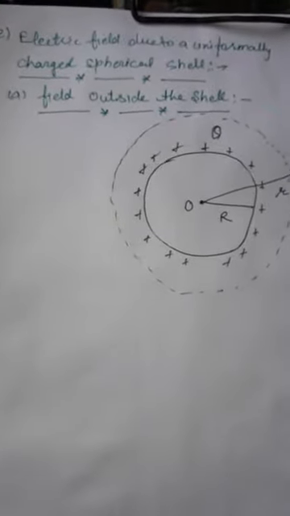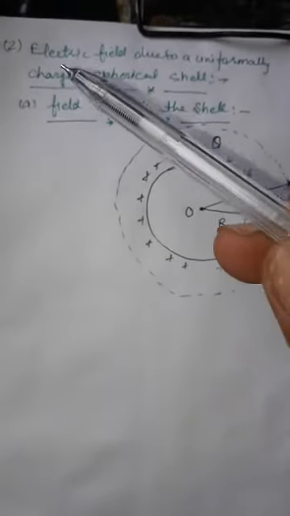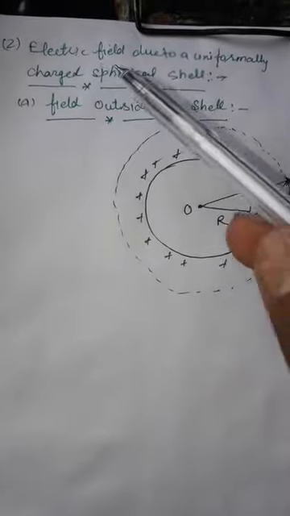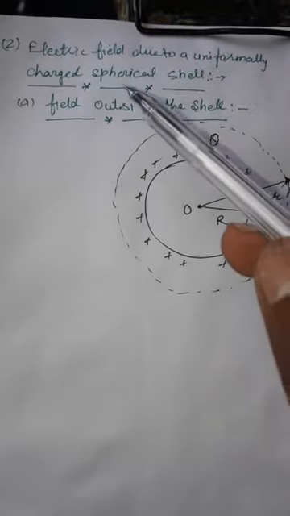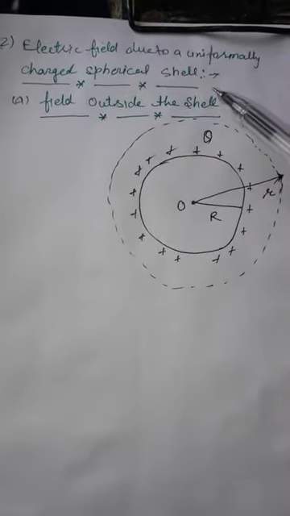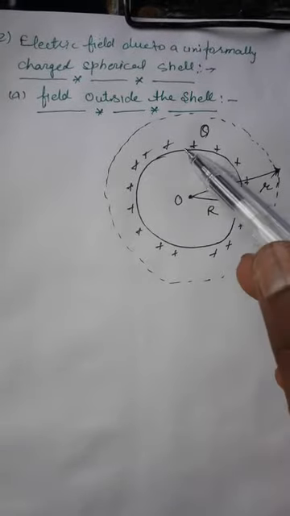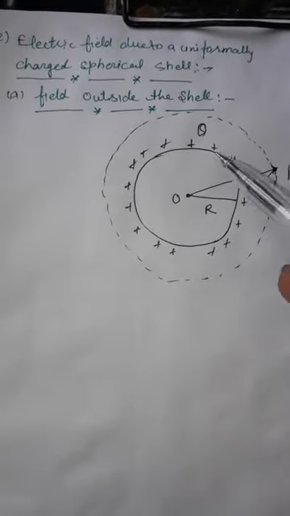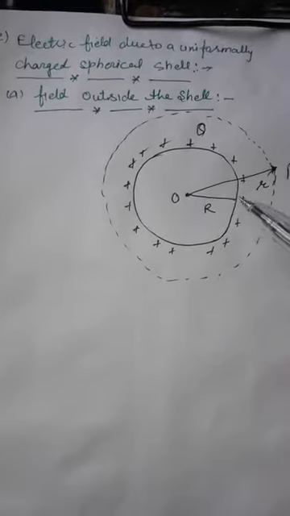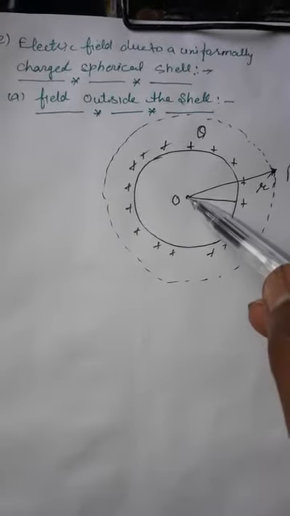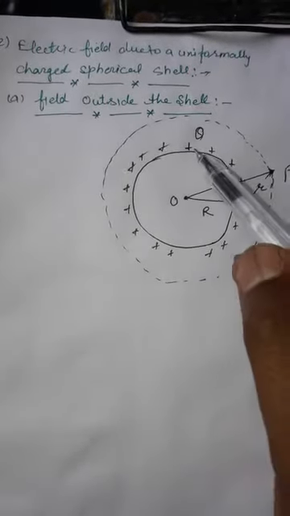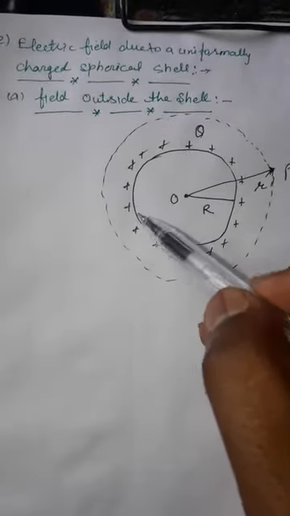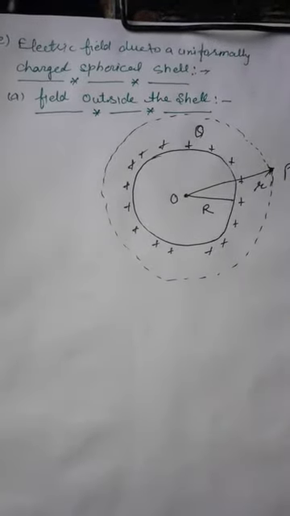Good morning, students. Here is the second application of Gauss theorem, that is to calculate electric field due to a uniformly charged spherical shell. For this, let us consider this charged spherical shell having a radius capital R and center O. Let Q be the charge distributed over the surface.